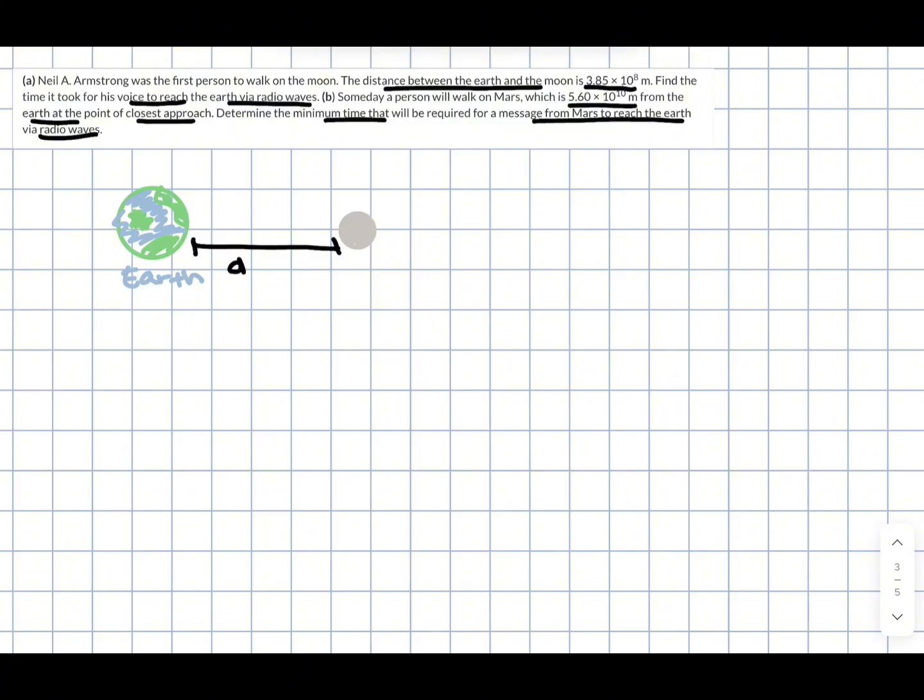And then that's going to be d equals 3.85 times 10 to the 8th meters. Perfect. Find the time it took for this voice to reach Earth via radio waves. Okay, so then we want to draw some radio waves, and that's the time we don't know. I'm just going to leave this for the first problem, then we can draw the rest of the image I have in mind for the second part.